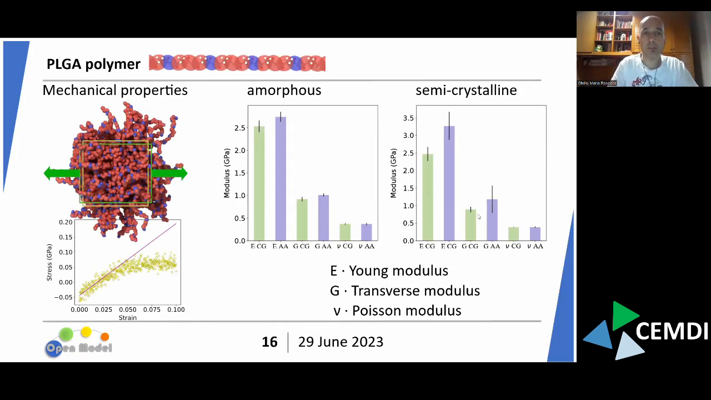Also, we computed elastic constants from stress-strain curves. So we deformed elastically the cell of these polymers and computed the various moduli. And you can see, again, quite good agreement between the reference atomistic calculations and the coarse-grained results in green.